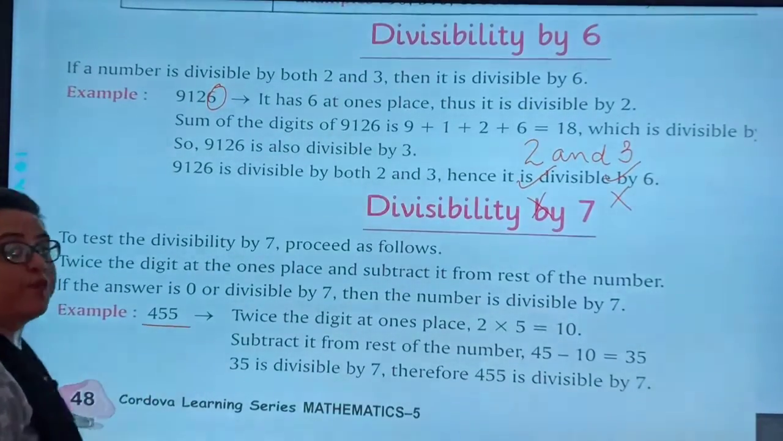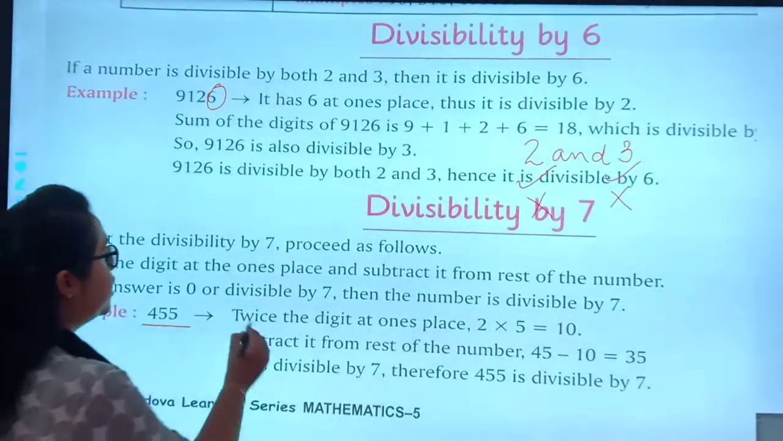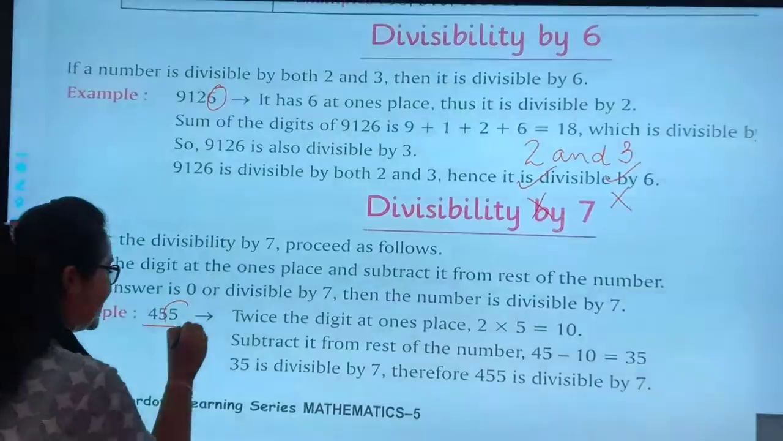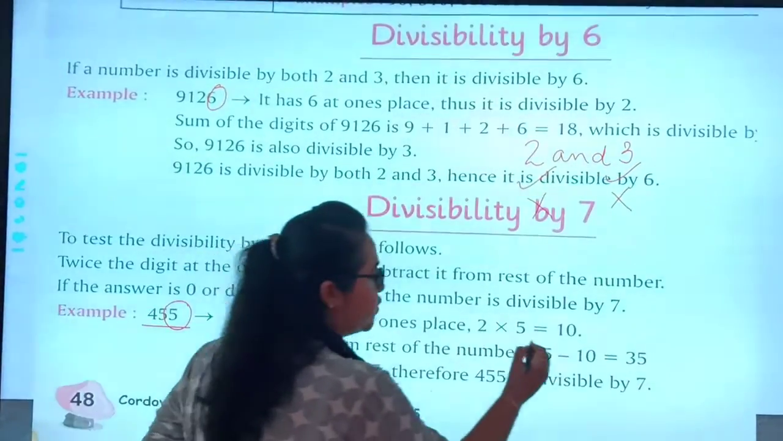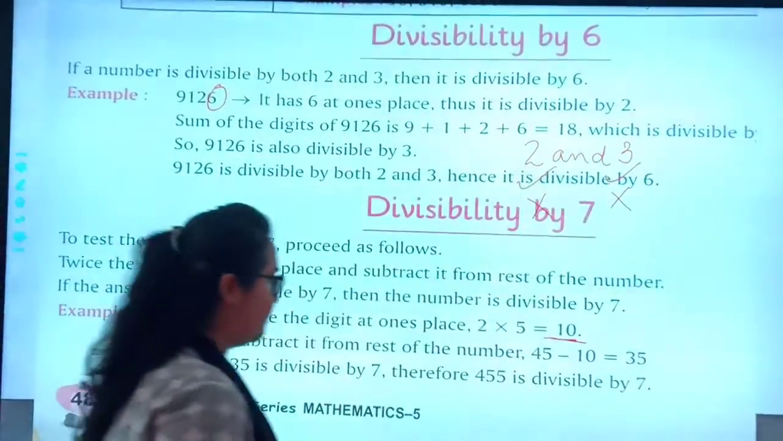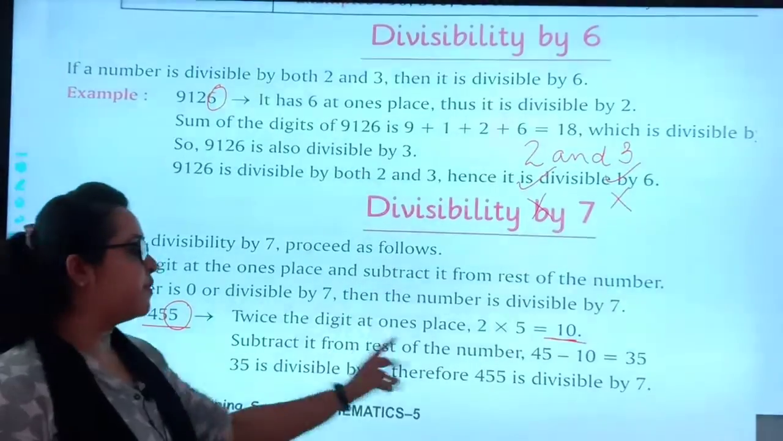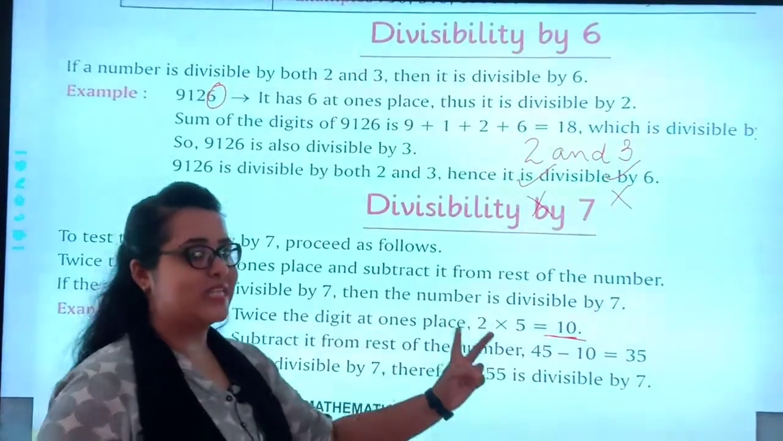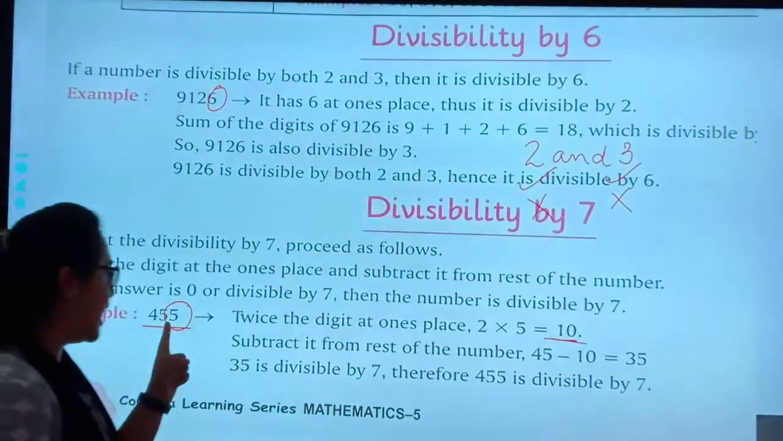Here the number is 455. Twice the digit at one's place. The last number, you will twice it. 2 into 5 equals 10. Subtract it from the rest of the number. The last digit, you have to twice that number. In this case we have 5.